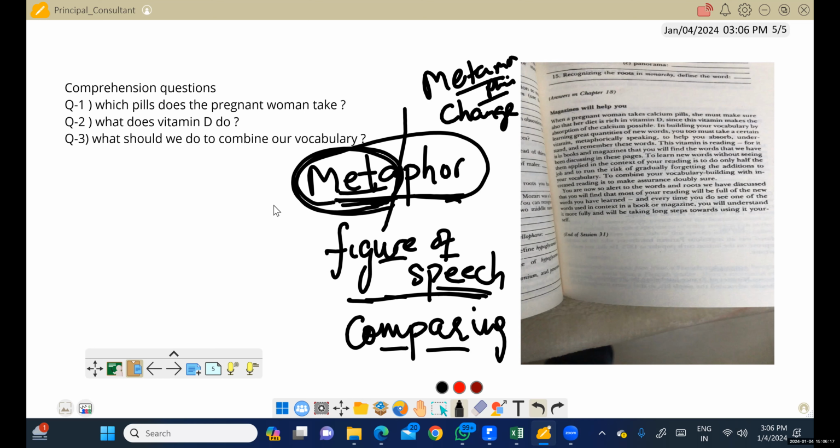So who has not understood this metaphor, figure of speech, where we are comparing the vitamin? समझ में आ गया? किस किस चीज के बीच में कंपैरिजन करी जा रही है इसमें? Metaphor means comparison between two things, और टू थिंग्स कौन कौन सी हैं जिनमें कंपैरिजन किया जा रहा है इस पैराग्राफ में?